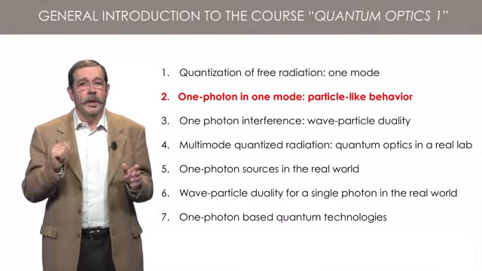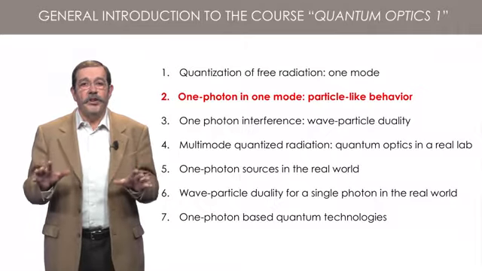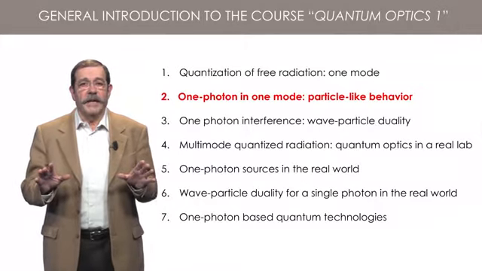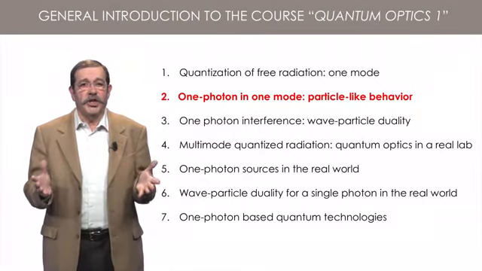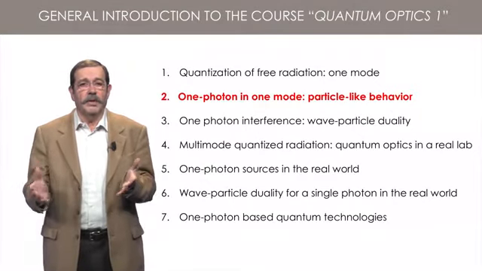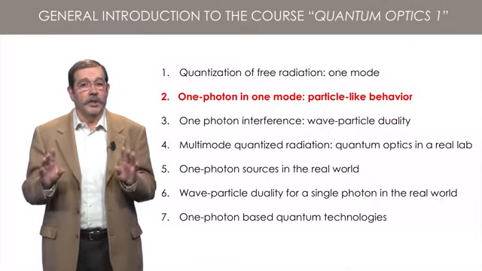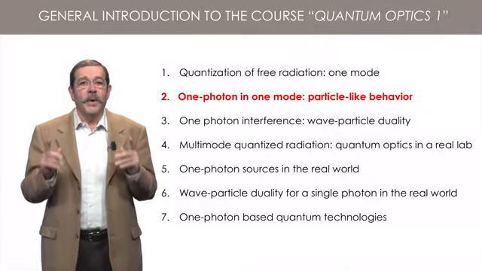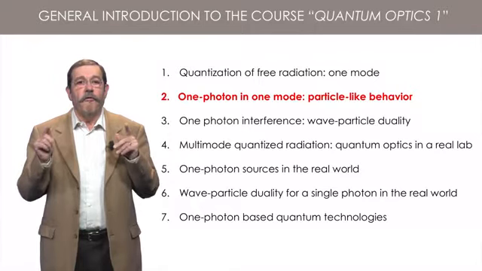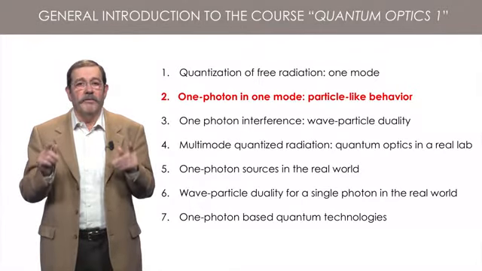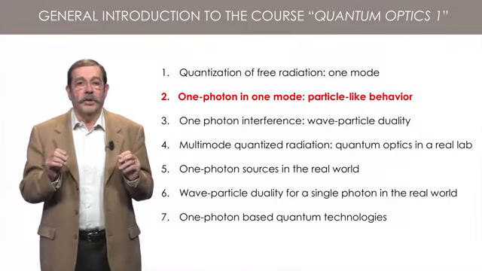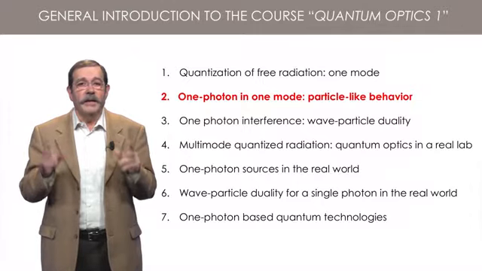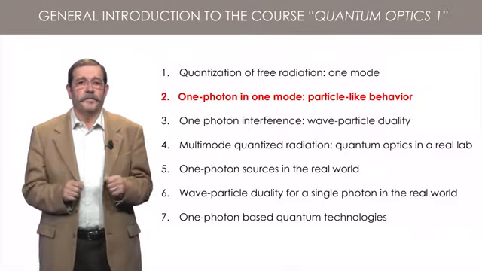In lesson 2, you will encounter a first model of a one-photon wave packet based on a single mode. After learning the expressions of single and double photodetection signals, a basic tool in quantum optics, you will be able to appreciate the fully quantum property of one photon, its particle-like behavior, and understand why the classical model of light cannot render an account of this behavior.